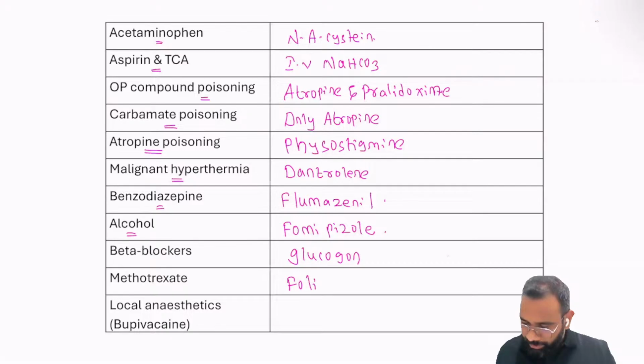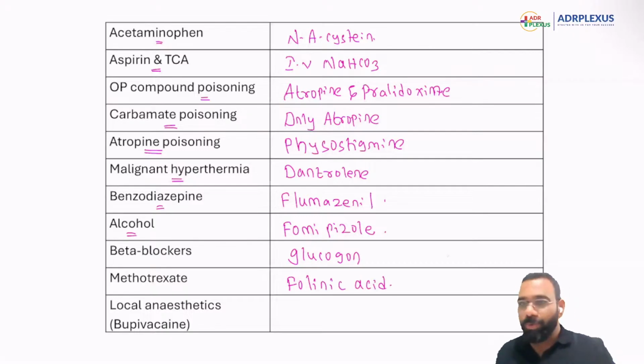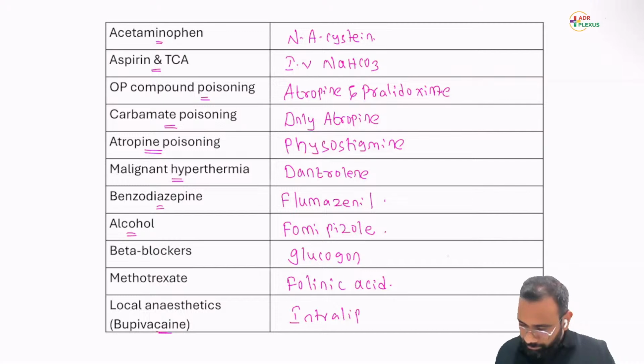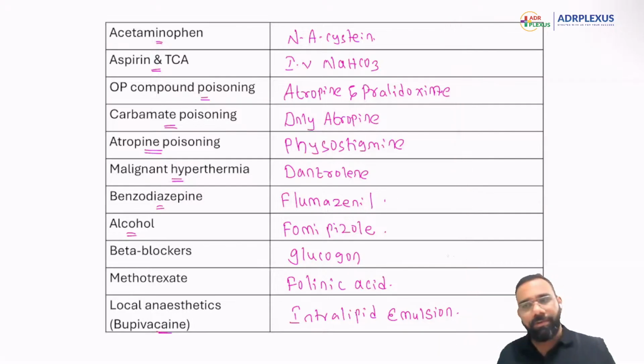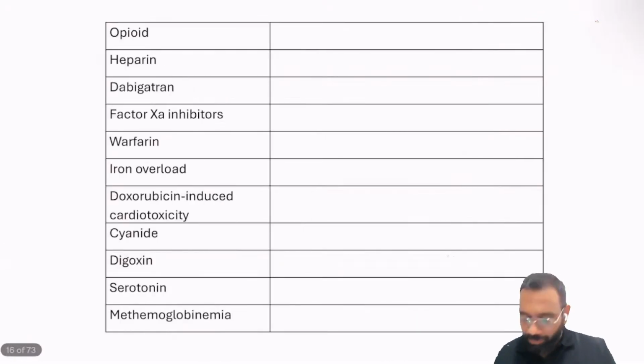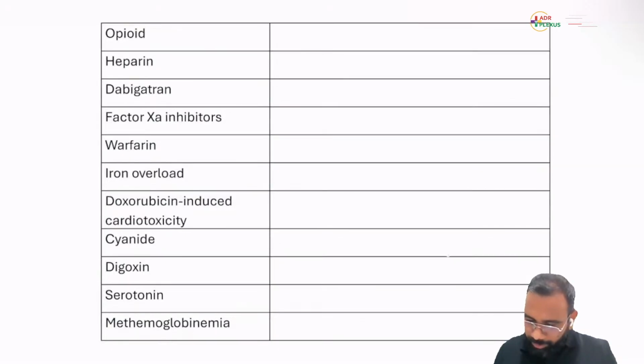Methotrexate, folinic acid. Don't get confused, he will give folic acid in the options. Next, bupivacaine, intralipid emulsion. Each and everything is asked in the exam. Next, opioid poisoning, naloxone, and heparin, protamine.